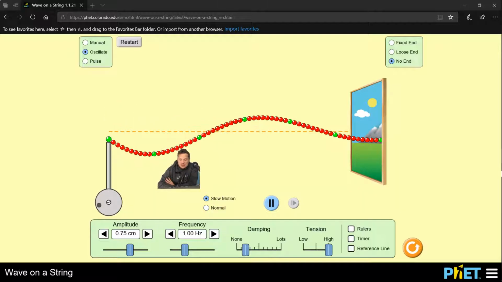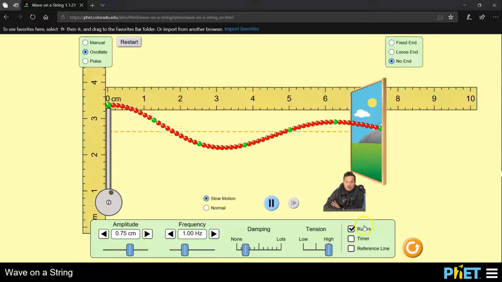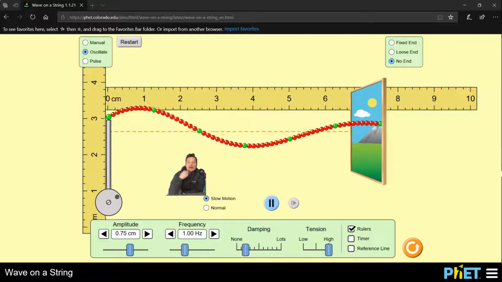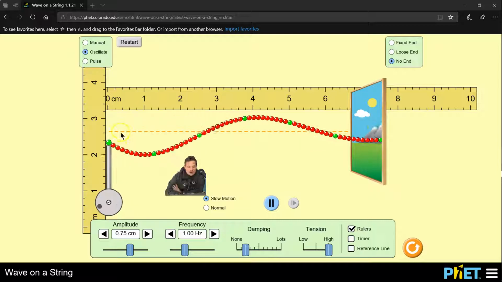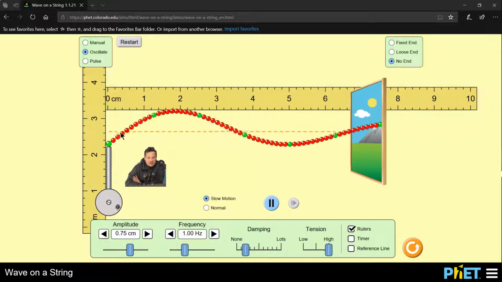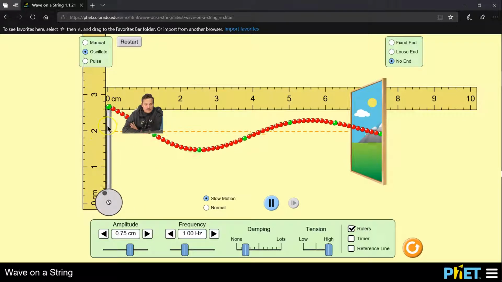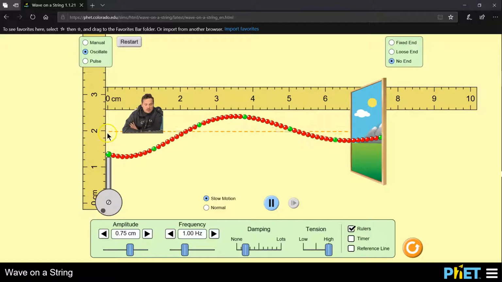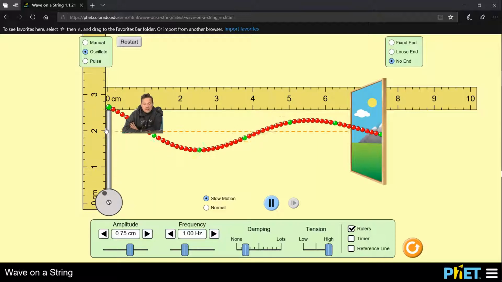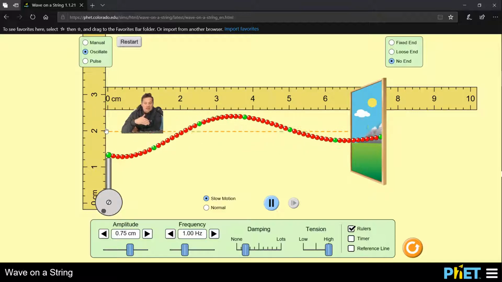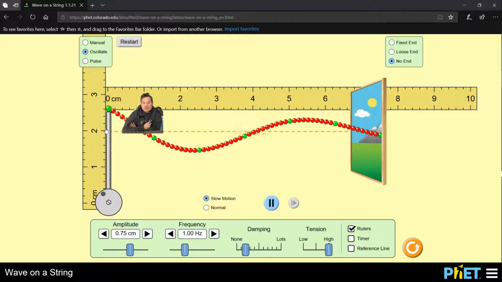The next stage is this. Take a look. Over here you see something that says rulers, timer, reference line. So I'm going to put the rulers on. Let's observe something here. Our little dot takes 1 second to complete 1 cycle. So take a look at this quantity right here. I'm going to move the ruler up, say, to measure from 2. You see that green dot up to here and then back down. So that is the amplitude. That is how far that little green dot rises above the equilibrium position, which is in this case indicated with that brownish dashed line.